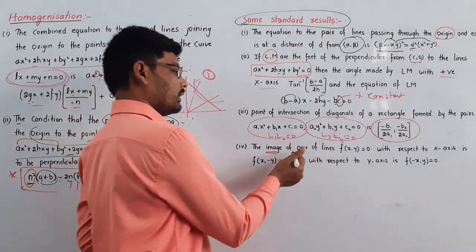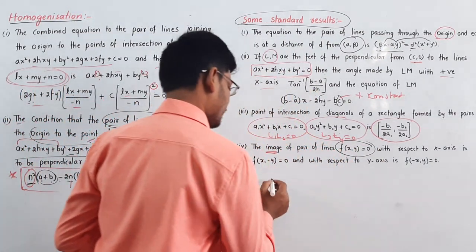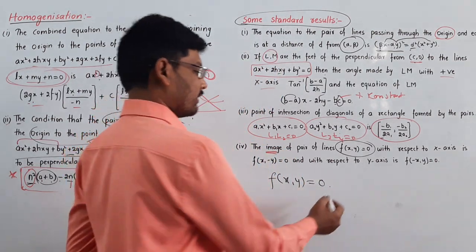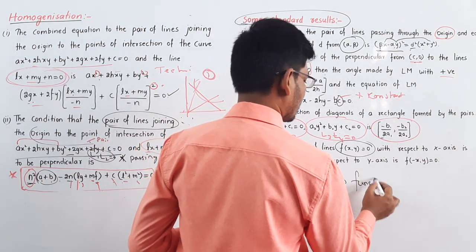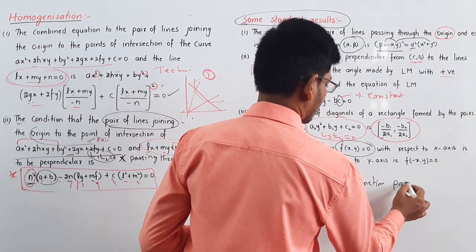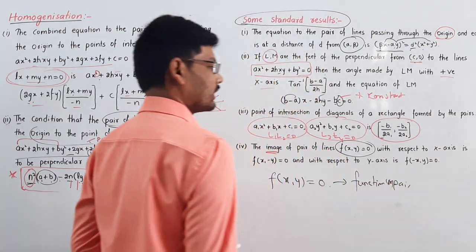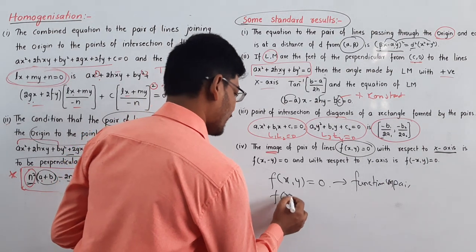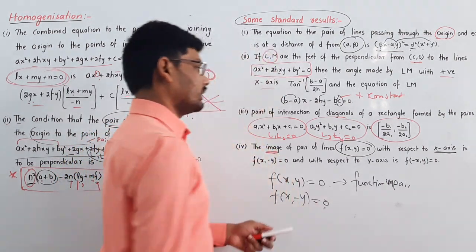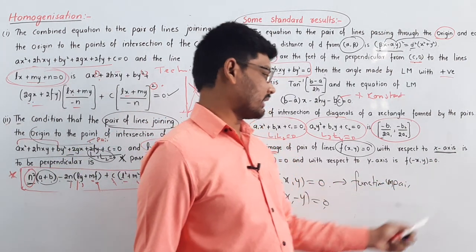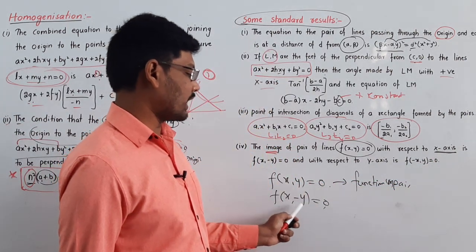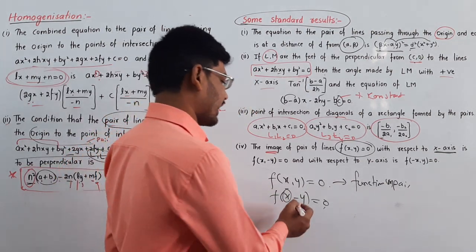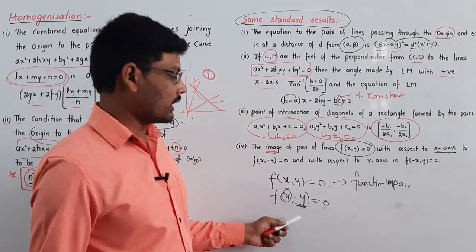Now we are talking about this point here. The first point, the image of the pair of lines: the function f of x comma y is equal to 0 is a pair of straight line equation. This is the function here. So if the pair of straight line equation with respect to x axis is f of x comma y is equal to 0, then the image with respect to x axis is f of x comma minus y is equal to 0. X is positive with respect to x axis, then y becomes negative in the function.